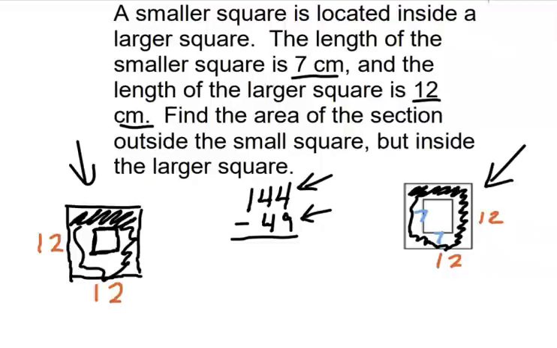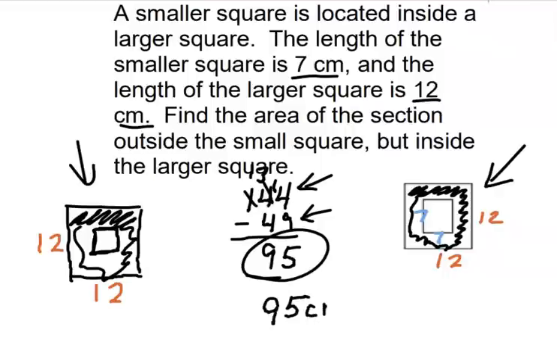Okay, so we're just going to subtract that. All right, so we're going to have to borrow from this 4, make it a 3. Okay, this makes it 14. And then we have 14 minus 9 equals 5. Then we can't take 4 away from 3, so we're going to have to borrow here. Then we have 13 minus 4, and that equals 9. Okay, so it turns out that the space in between the larger and the smaller square is 95 centimeters squared.